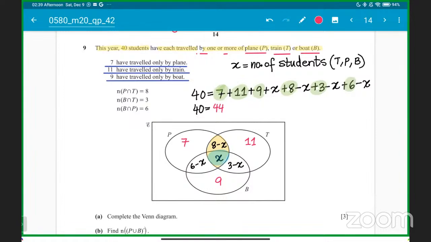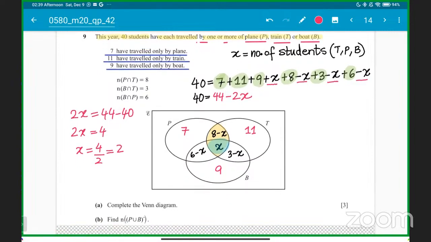So it will be 44 and then count all the x, plus x minus x finishes, and minus x will become minus 2x. So here we go, we simplify and we'll get 2x on the left hand side, 44 minus 40, we got that as 4. So x is equal to 4 divided by 2, we got that as 2. So here we go, sir.